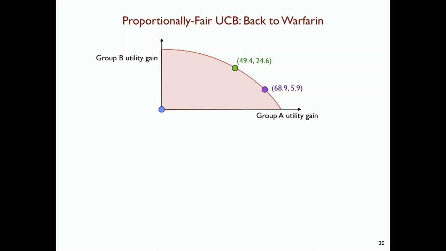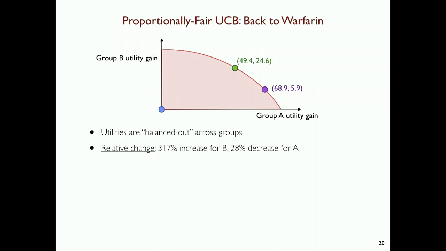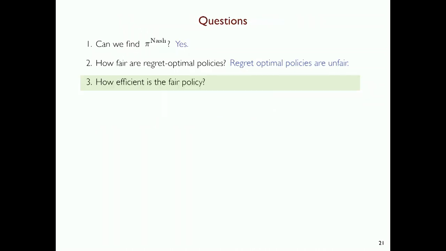It turns out that you can compute this Nash thing exactly, and what it does is, at the end of the day, balance out the utility gain across these two groups. The other thing worth noting is the total utility between the groups. You'd imagine that there's a price to pay for being fair. That is to say, if I'm not doing something regret optimal, there's going to be a hit to efficiency, a hit to regret. And what we see here is that the hit to regret is actually not that large in this particular picture.